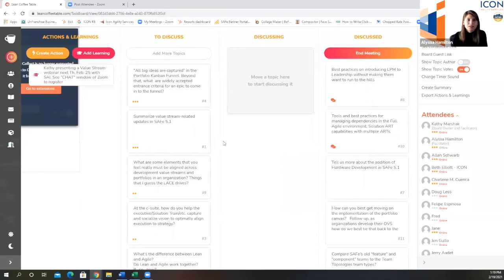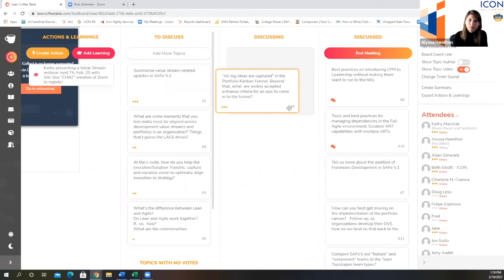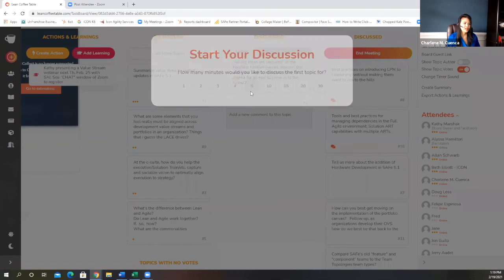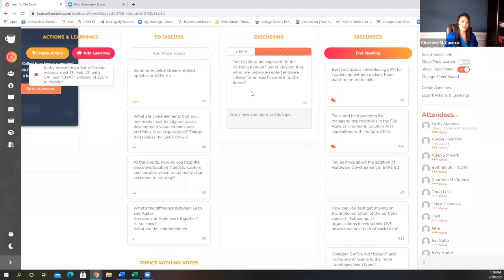All right, next topic. All big ideas are captured in the Portfolio Kanban funnel. Beyond that, what are widely accepted entrance criteria for an epic to come into the funnel? Right, great question. I love all these questions about lean portfolio management. Yeah, we do say that all big ideas are captured there.